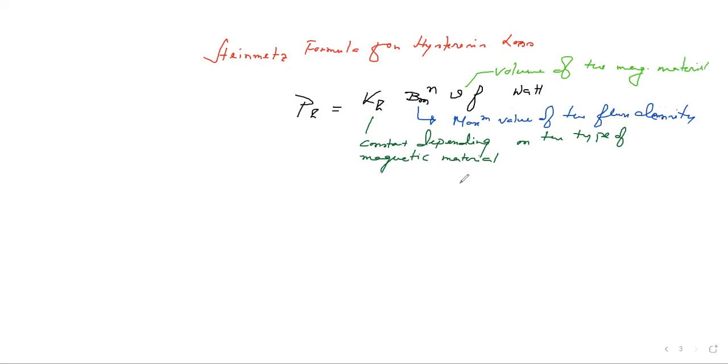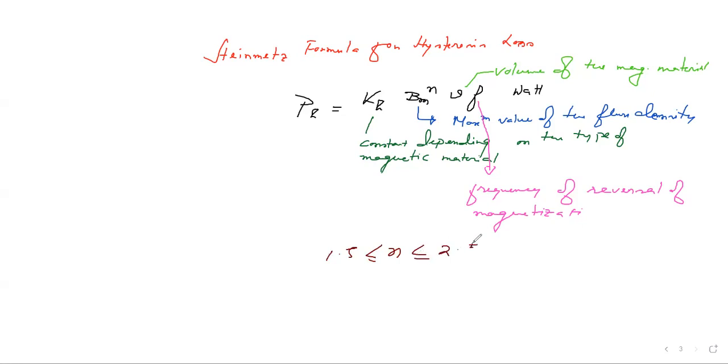Okay, and F is known as the frequency of reversal of magnetization. F denotes the frequency of flux reversal, or frequency of reversal of magnetization. And n is known as the Steinmetz coefficient n, and that value generally lies within the range 1.5 to 2.5, and this is the normal value of n.